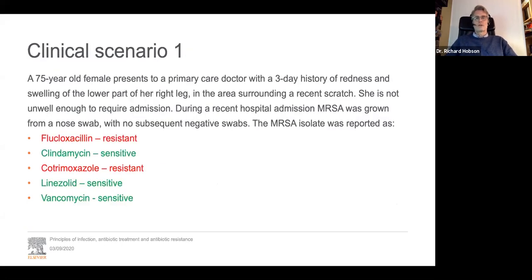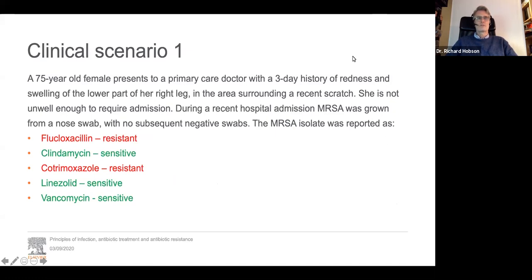So there's a clinical scenario here to illustrate this. All the scenarios in this talk are based on recent real-life cases. They're all changed subtly to disguise people, but they're based on recent real-life cases. I just need to move something on my screen so I can see it.